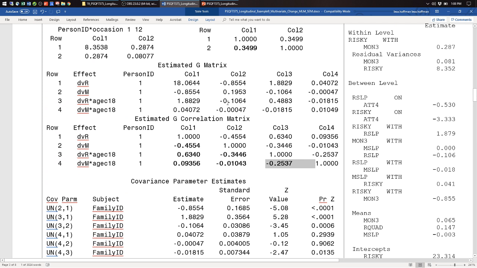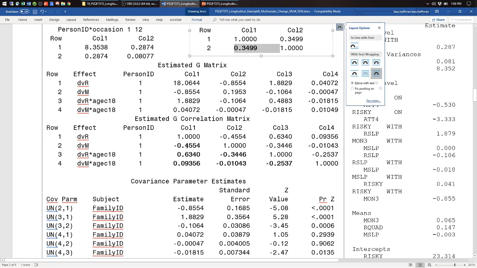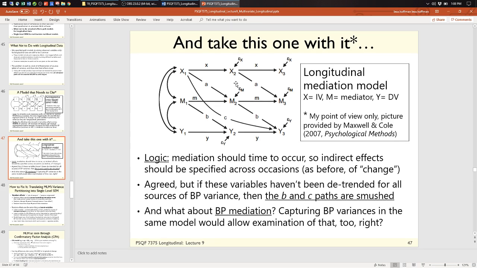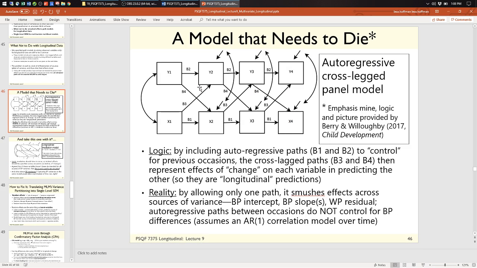So on this page then, let's see if I can highlight them all at the same time. No, not at the same time. 0.35 residual relationship, minus 0.46 intercept relationship, minus 0.25 slope relationship. Three different ways these variables relate to each other. A model that looks like this. Which of those numbers are you going to get with these paths? None of the above. Some smush of all three is what you get.